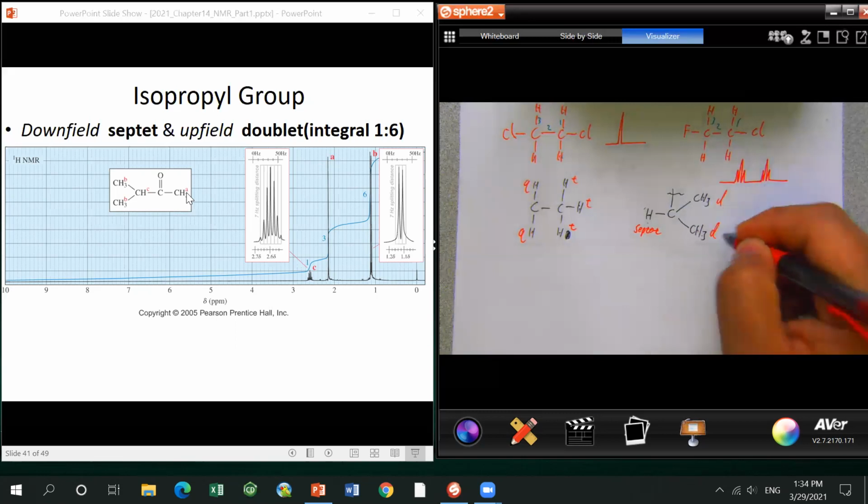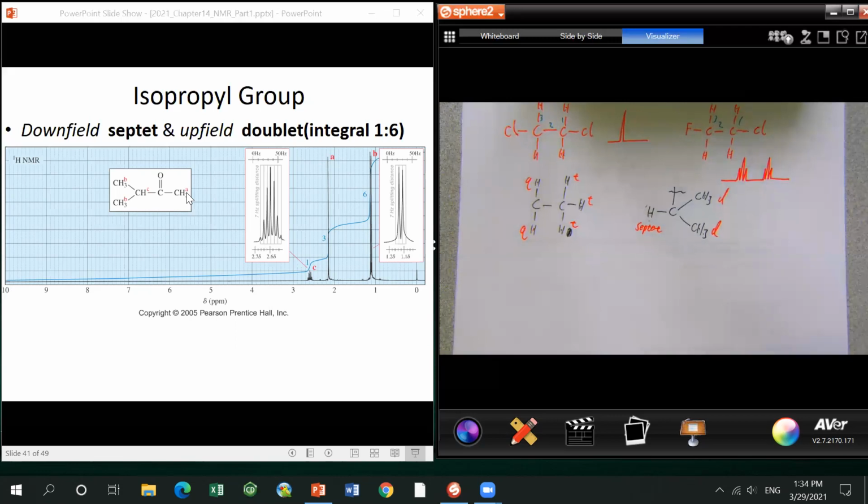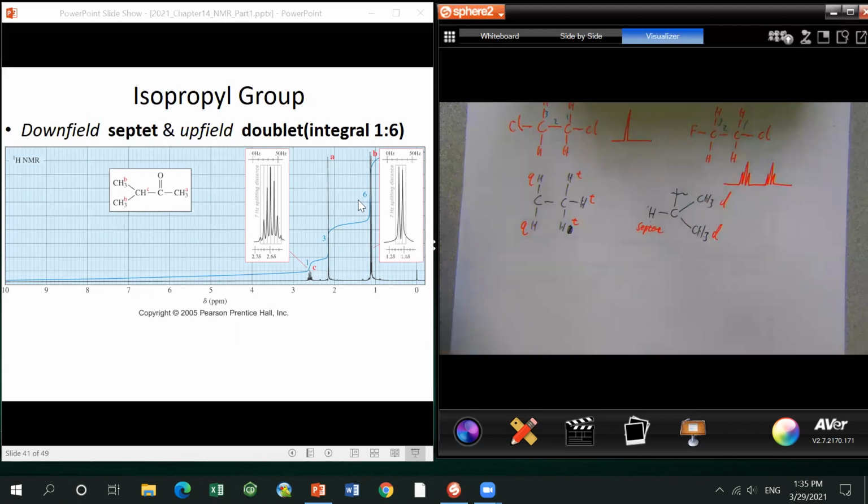So in this case, at higher chemical shift you see 7 peaks, a septet, and at lower chemical shift a doublet with 2 peaks. The relative ratio is 1 to 6, 1 here and 6 here. Then that means 99% it is an isopropyl group in this molecule. So please remember this coupling pattern.